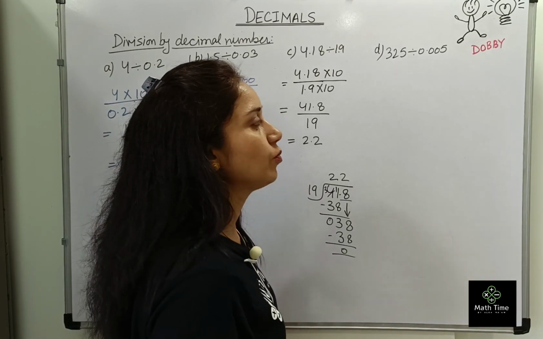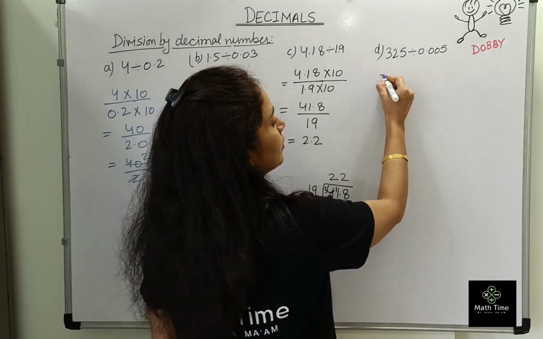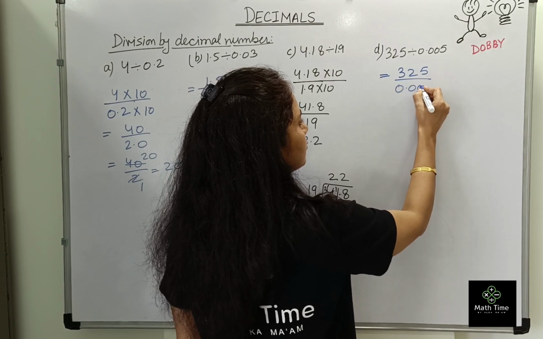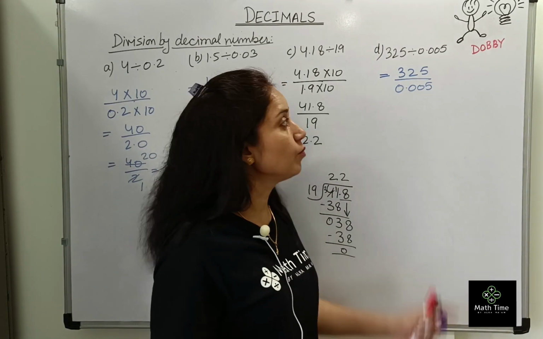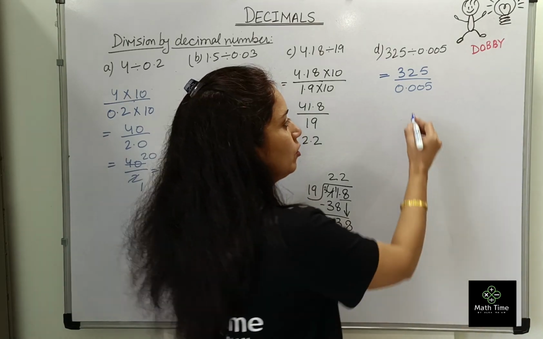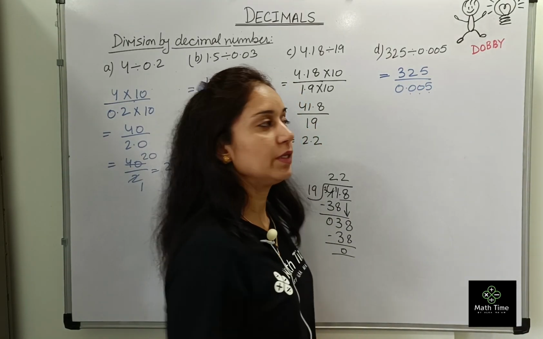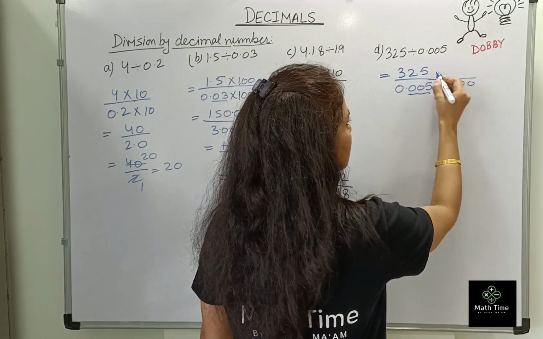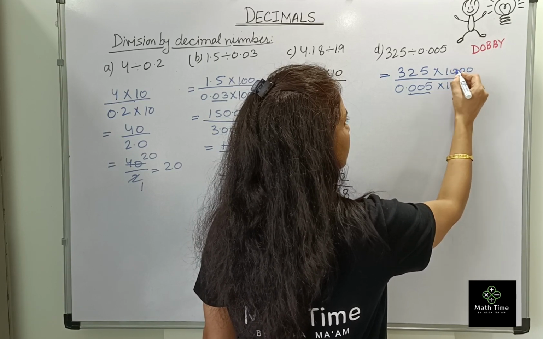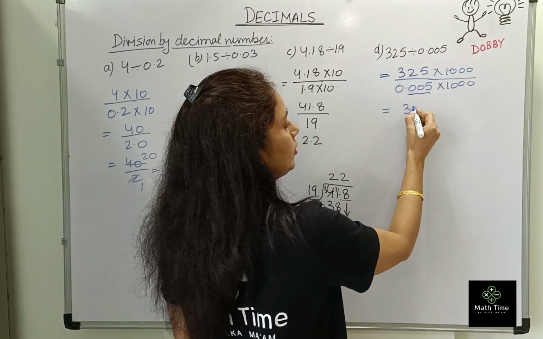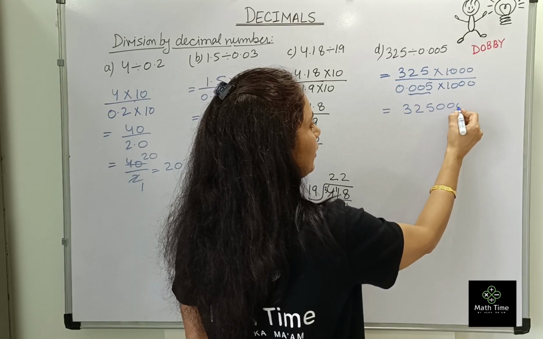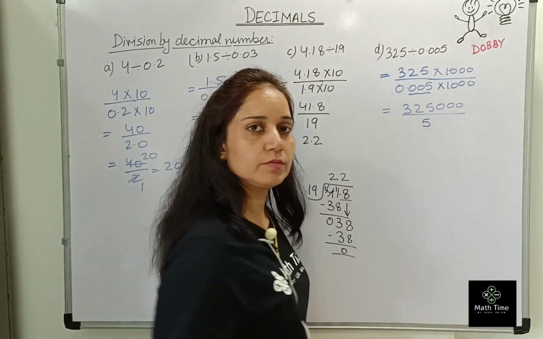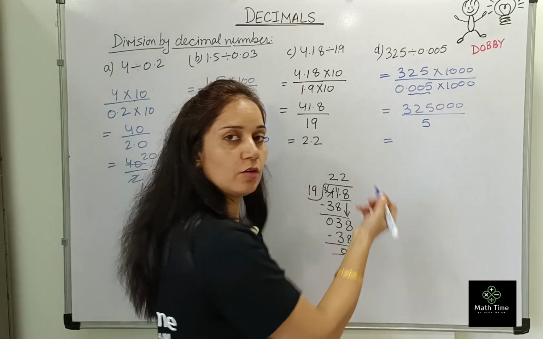325 divided by 0.005. Write in fraction form first. Now check out how many decimal places are there in the denominator. 1, 2, 3. 3 decimal places are here. So that means multiply by 1000. Numerator also multiply by 1000. So it becomes 325 with 3 zeros at the back, and denominator becomes whole number 5. Now you can cut it or you can divide it, long division.